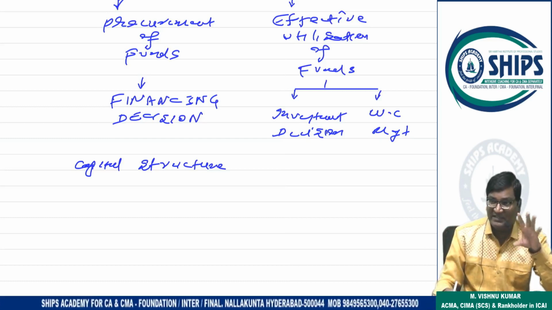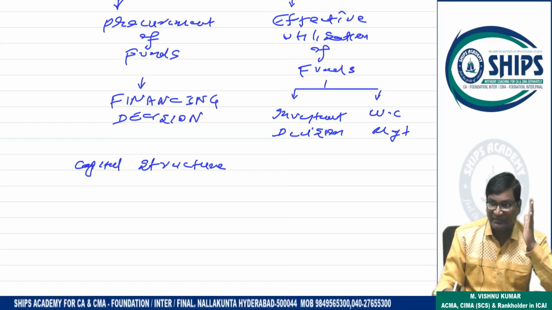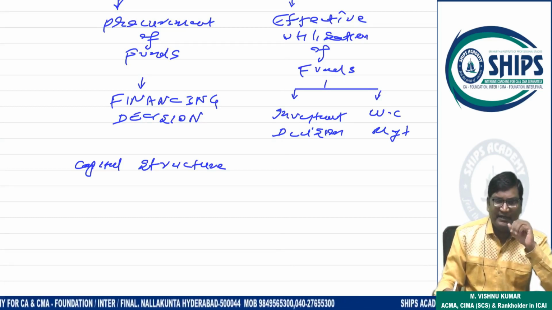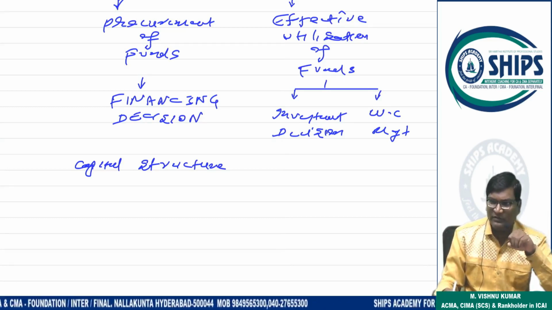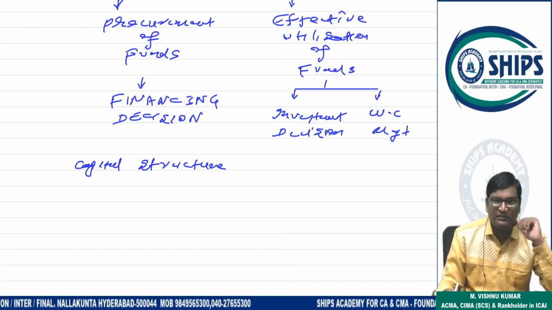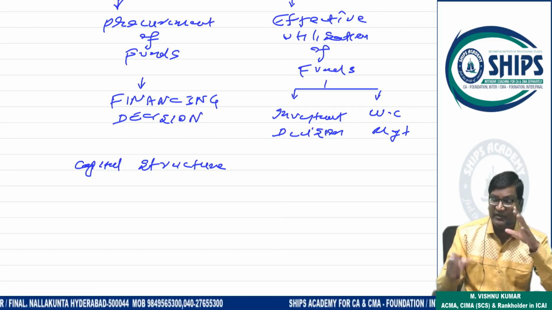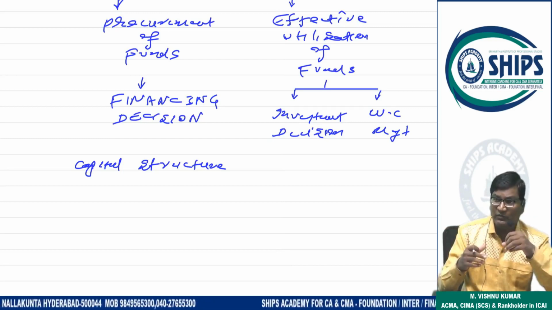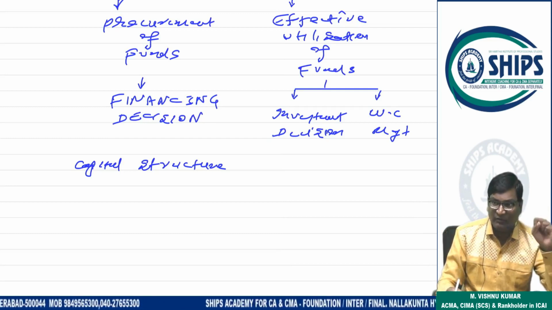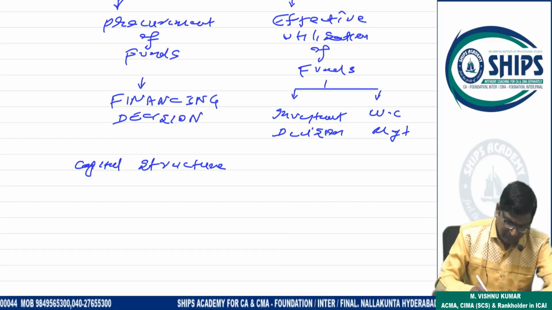For these areas, what do they need? Funding. In companies, funding is also very high. It is not like 10 crore, 20 crore. Sometimes it will be 1000 crores, even lakhs of crores. This is the reason they will try to raise the funding through different combinations.